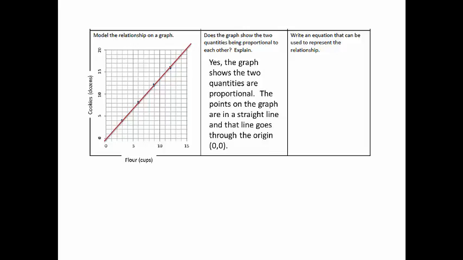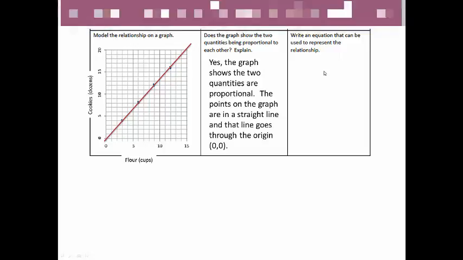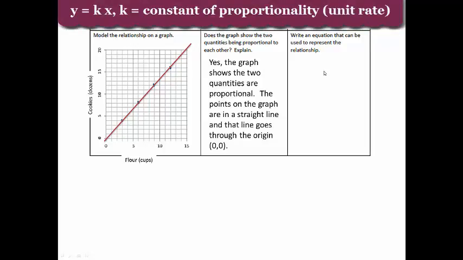Our last part of our grid asks us to write an equation that can be used to represent the relationship. Remember, we're going to use the equation y equals k, our constant of proportionality, times x. In this example, our x is cups of flour, so we're going to use an F. And our y is cookies in dozens, so we're going to use a C. So we're going to have C equals our constant of proportionality times F.